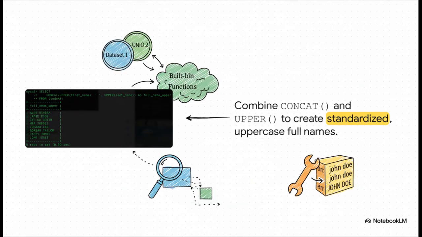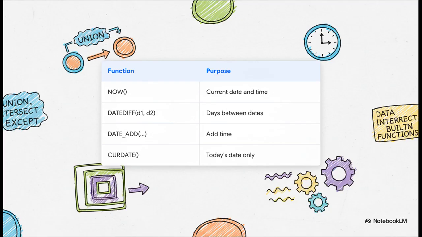And here's a perfect example of how you can combine them. We're using CONCAT to join the first and last names into a full name. But we're also nesting the UPPER function inside. So the final result is a clean, standardized, all caps, full name. Super useful for reports. All right, let's talk about time.